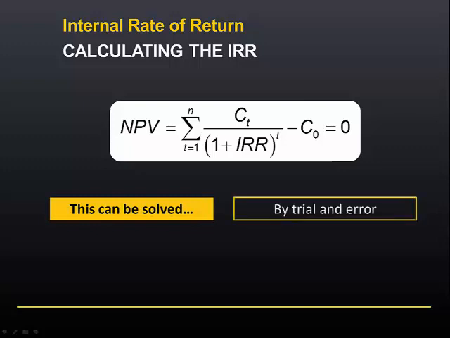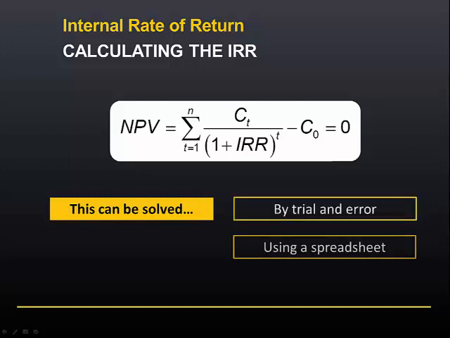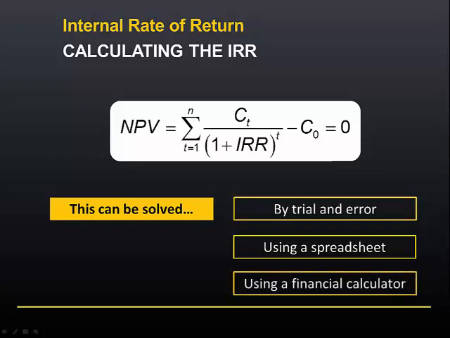That can be done by trial and error, using a spreadsheet, or using a financial calculator. These two methods are effectively the same thing as trial and error. That's what your spreadsheet or your financial calculator are doing. It just does it very, very quickly, and it looks like it comes up with the answer immediately.